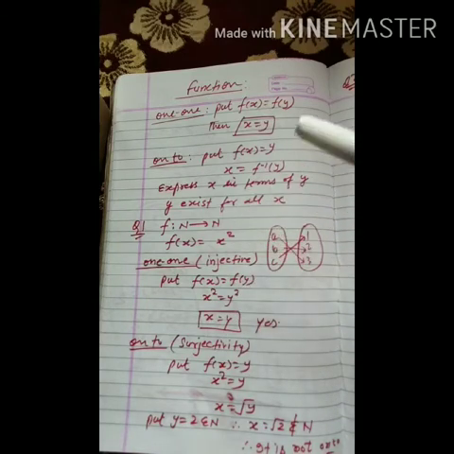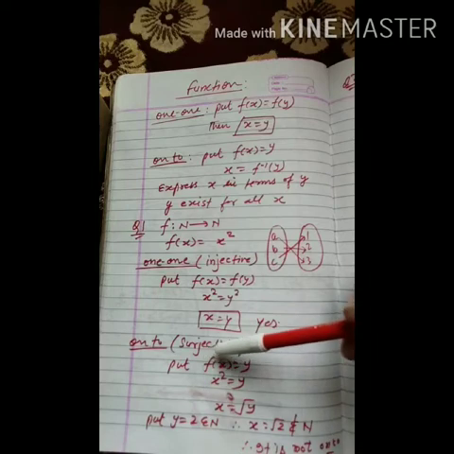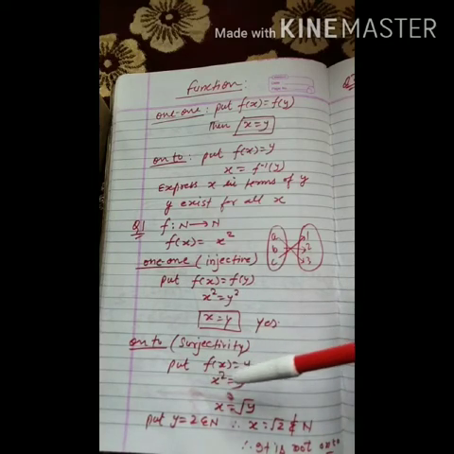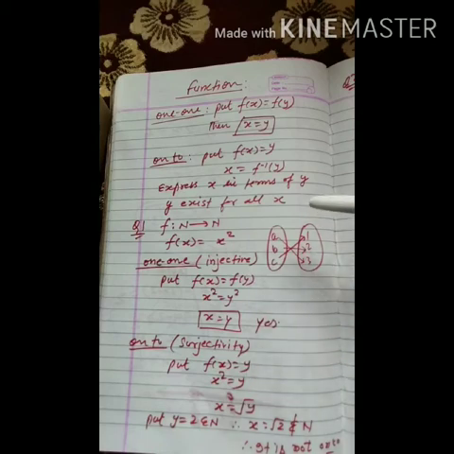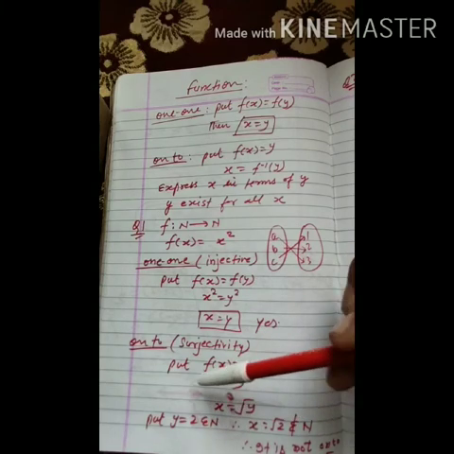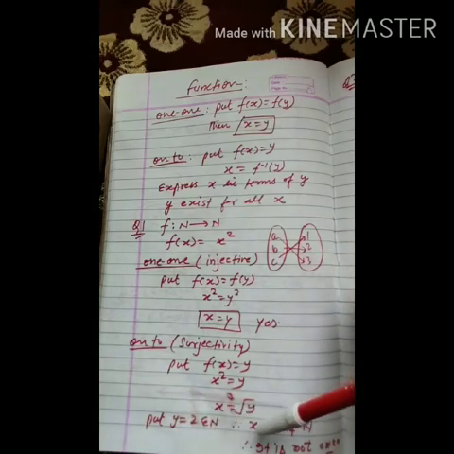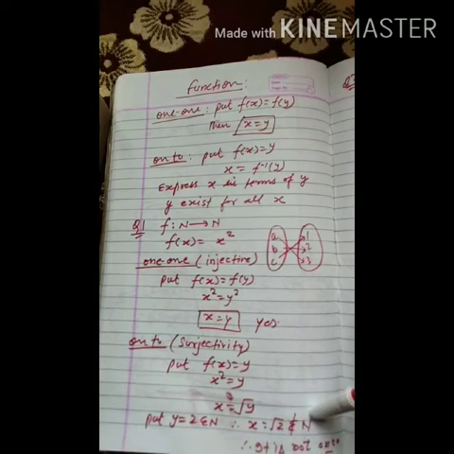Now the onto function, that is surjective. Put f(x) equal to y, that is x square equal to y. Now express x in terms of y, so x equals under root y. Now in place of y we have to put any natural number, and the square root should also be a natural number. Suppose we put y equal to 2, which is a natural number, and we get x equals under root 2, and under root 2 does not belong to the natural numbers, so it is not an onto function.